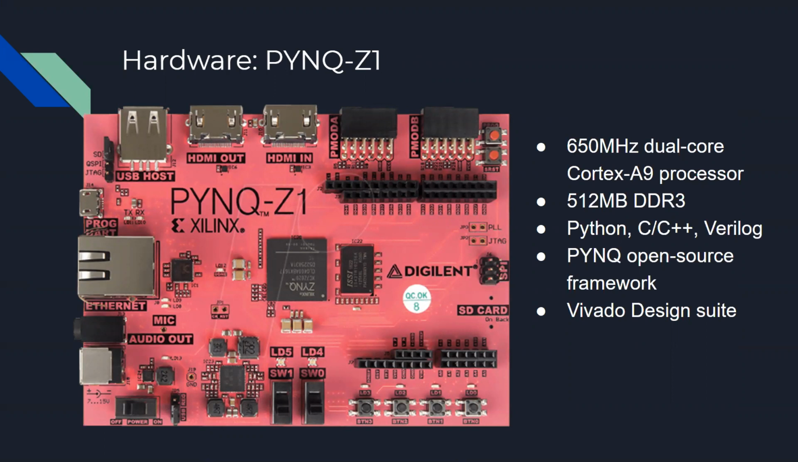One piece of hardware that we're gonna be using is the Pink C1 board. It has a 650 megahertz dual-core Cortex A9 processor and 512 megabytes of DDR3 RAM. It's compatible with Python, C, C++, and Verilog.